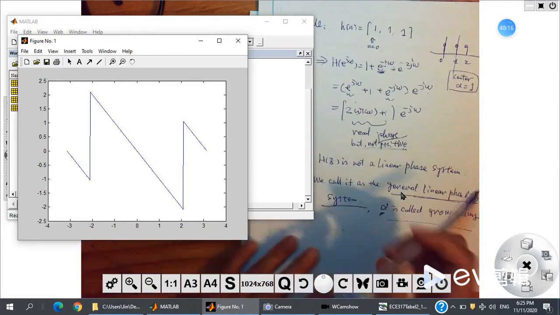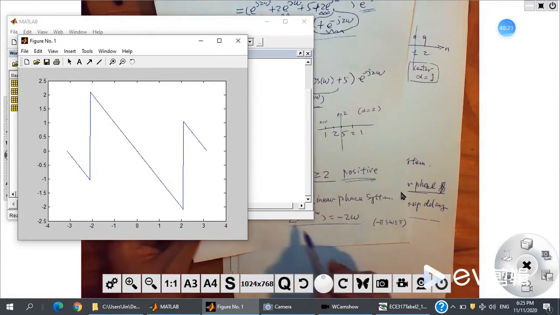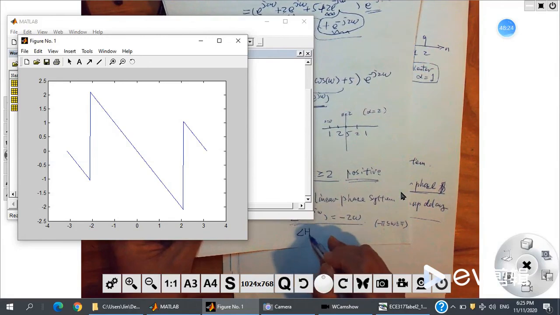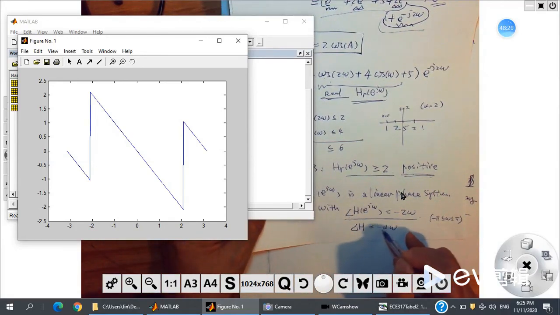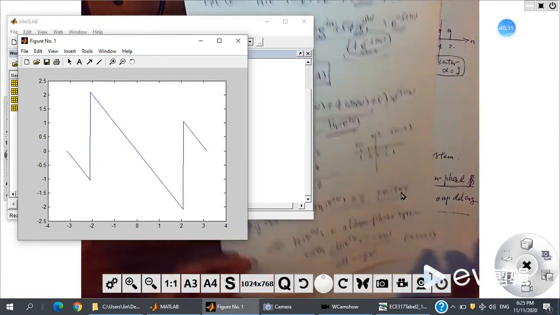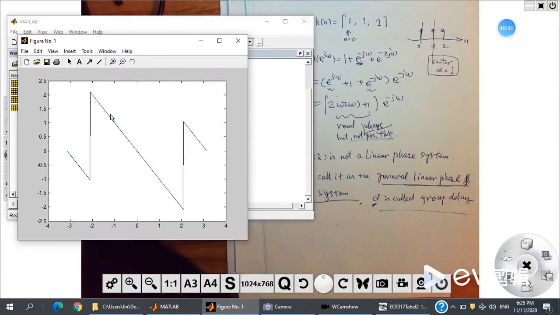We know that for linear phase, the angle will be negative alpha omega. Negative alpha is the slope, and alpha is the delay. Now in this part, in the middle, this longer line, the slope is also the delay. It is just negative alpha times omega. But this other part is not.